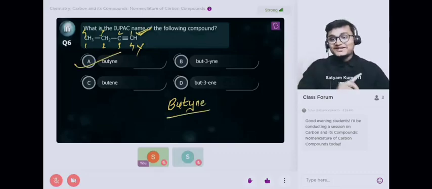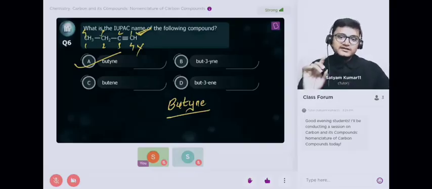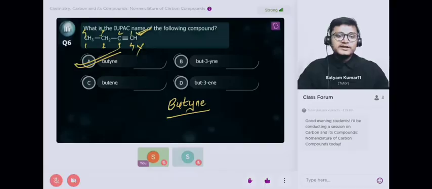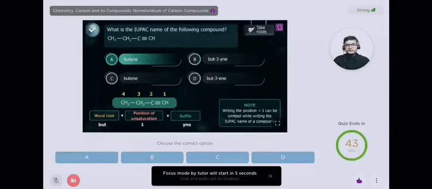So you have to do the numbering right. So a double bond or triple bond should get the lower number. I hope this is clear. So it's going to be butyne. Okay. All right. Let's see the answer. The answer is exactly what it is there. It is going to be butyne. Okay. I hope it is clear.